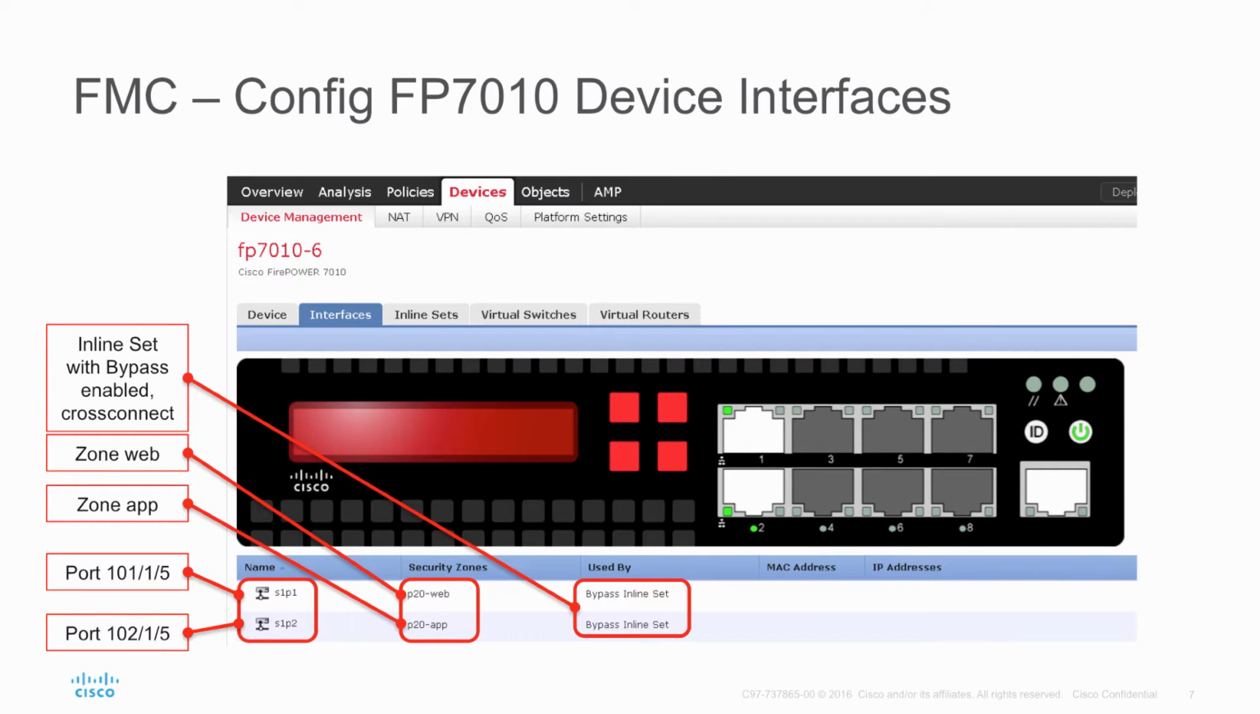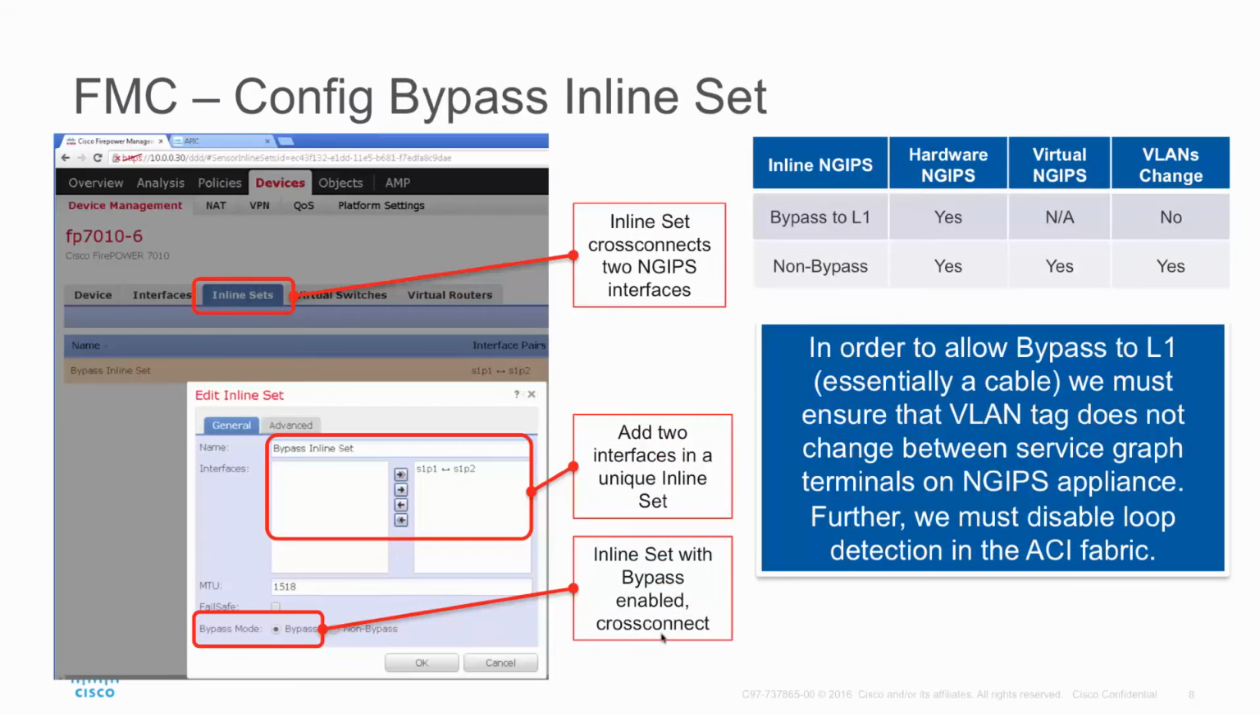Just to quickly touch on the configuration on the FMC, we have our two ports that are a bypass pair. We assign them to their own security zones, which end up being part of the policy, and they are connected together or cross-connected through an inline set. Here you can see the settings for that inline set where bypass is enabled, and they're set up to communicate. Bypass is only available on hardware appliances as it requires those special NICs we discussed. The virtual appliances do not support bypass because in this case the VLAN does not change, and they don't have the wires or the special NICs. Non-bypass is of course available on both hardware and virtual appliances.